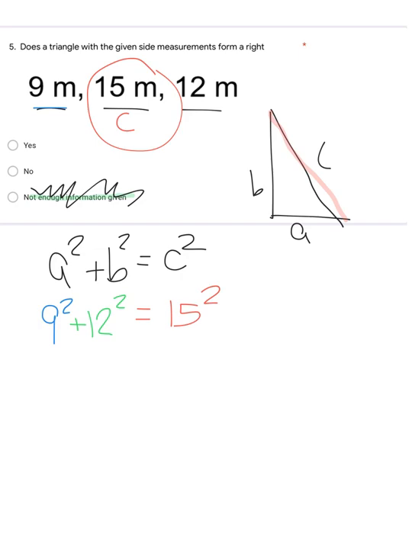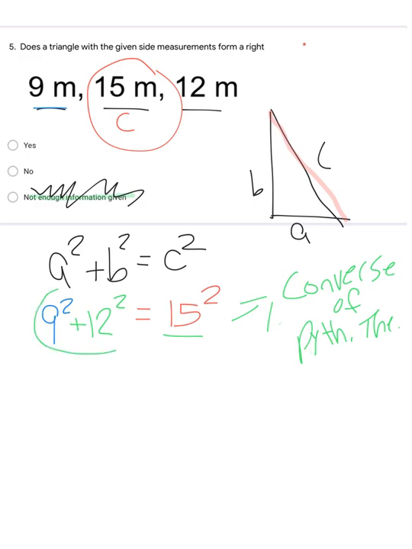So we're going to be using the Pythagorean theorem here, and we're actually using the converse of the Pythagorean theorem. What the converse of the Pythagorean theorem states is, if this side C squared equals the sum of A squared and B squared, then this triangle would be a right triangle. So in order to prove this is a right triangle, we're just going to simplify our expression.